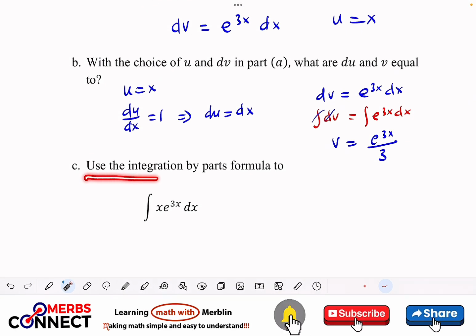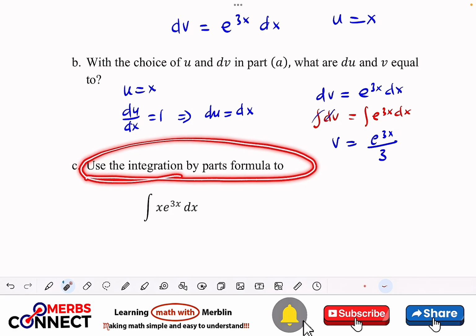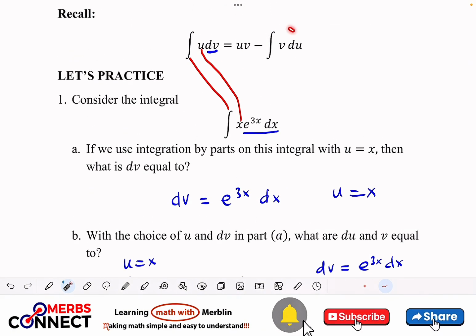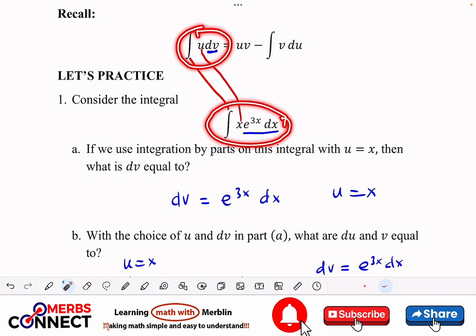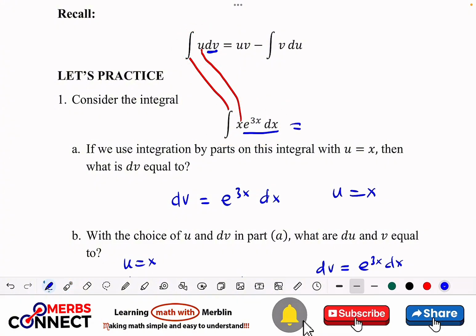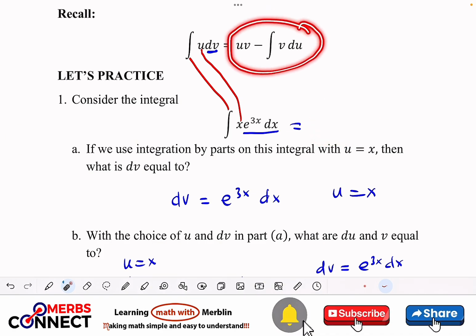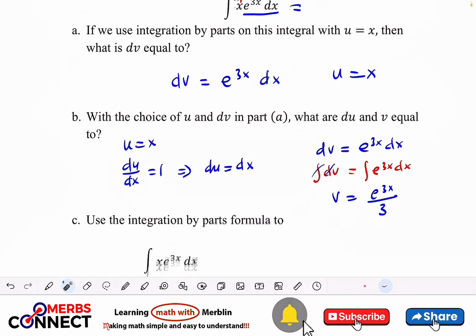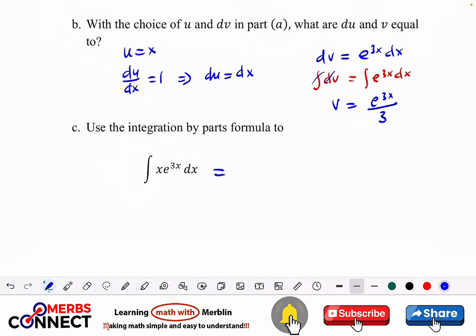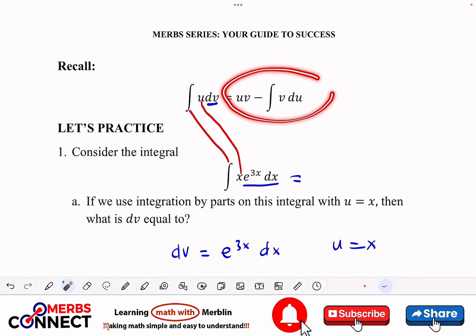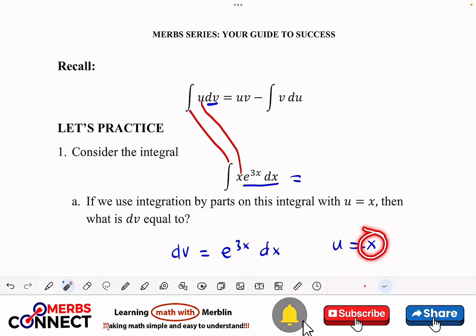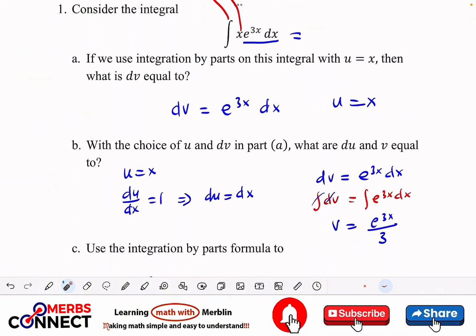Now use the integration by parts formula to solve this. So recall this. If the left is equal to the left, then the right here should be the same as the right here. So what is here should be the same as what is here. But on the right here, we know U to be equal to x, and we know V to be equal to this.